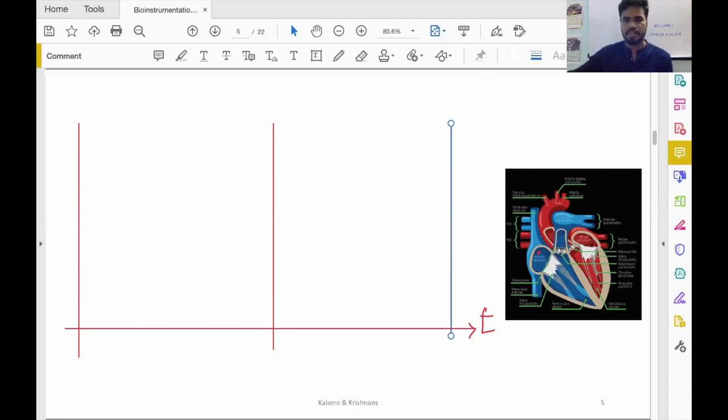So can some of you name the features of an ECG? Like the ECG has some standard annotations, standard labels that go with it. Can someone? PQRST. PQRS complex. PQRST. Okay, thanks.